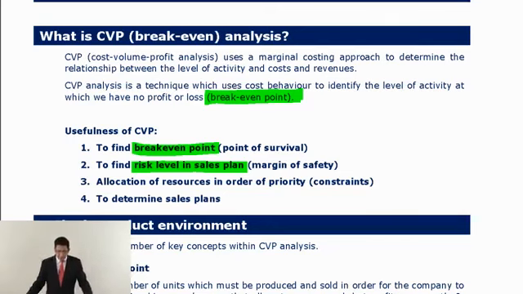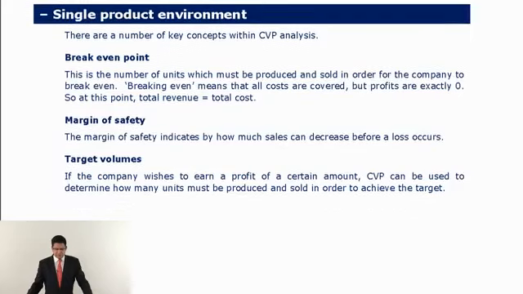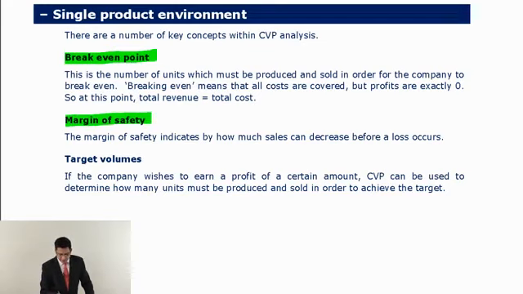Okay, here is the single product environment. When the company or organization sells only one product, a number of ideas can be developed: break-even point, margin of safety, target volumes. Break-even point is simply how many units the company should sell to break even. Margin of safety indicates by how much sales can decrease before a loss occurs.